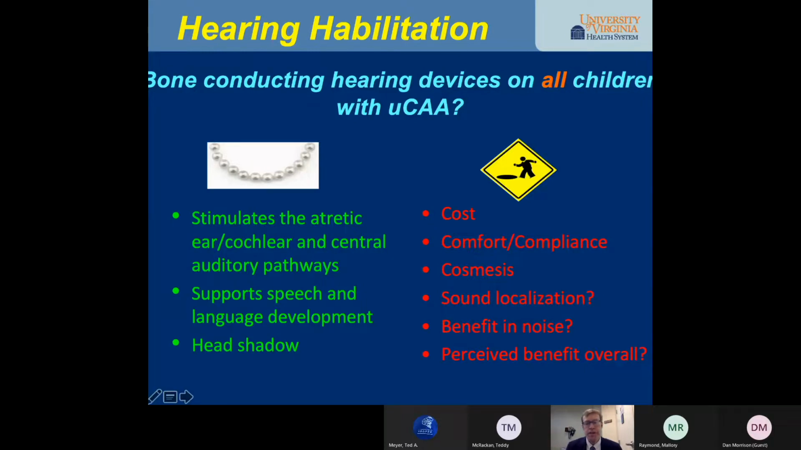There is a cost, around $5,000 for the equipment, and then the surgery can be another $5,000. There is some comfort and compliance, and some cosmesis issues. The bone conducting devices do not aid in sound localization. There may be marginal benefit in noise, and whether there's a perceived benefit overall, I still feel that remains to be answered.